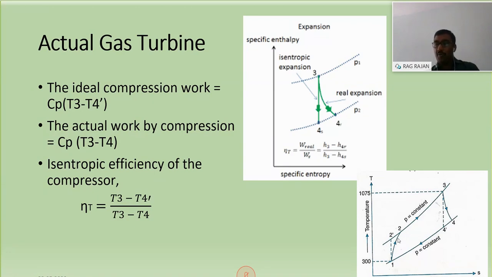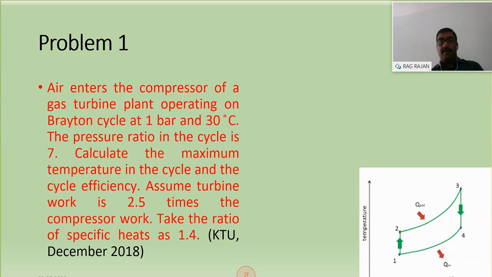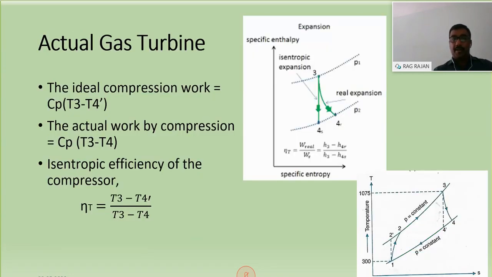That is 1 to 2, not 2 dash. Then 2 to 3. Then 3 to 4. So 1 to 2 and 3 to 4 are non-isentropic curves. Non-isentropic curves means they are all away from the ideal situation. I think now it is clear to you. If you want, you can take the screenshot.